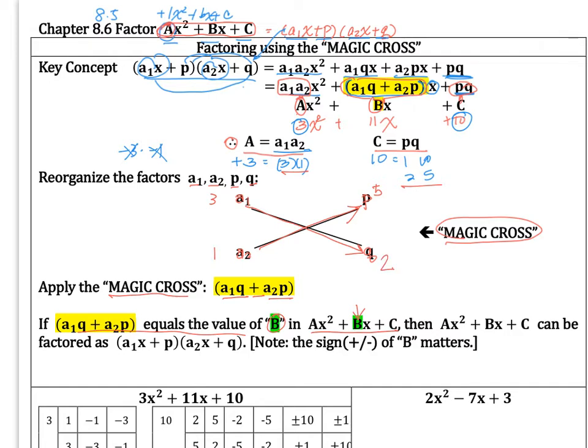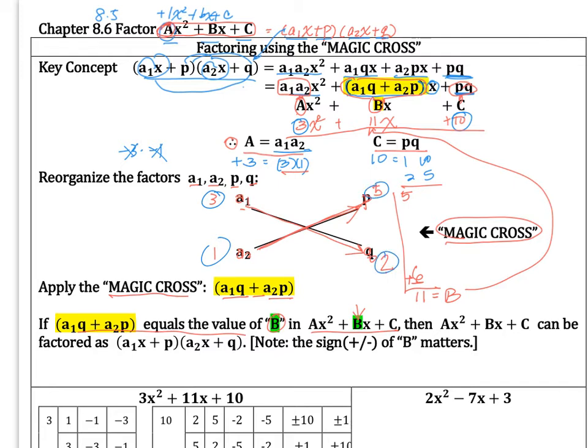And I notice that I like to put an L here. 3 times 2 makes 6. 1 times 5 makes 5. 5 plus 6 makes 11, which equals the b for this polynomial, 3x squared plus 11x plus 10. Okay, so now that I have my factors, I can factor this.